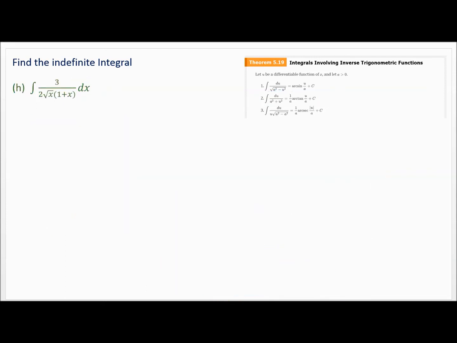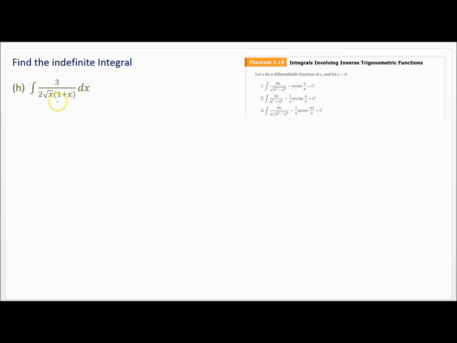Now this guy looks a little different. Maybe you want to pause in a minute, see if you can think through this. Now here's what I notice when I look at this. There is a square root down here, but notice it's addition, so that's telling me maybe this is an arctan problem. And don't let that square root throw you off. Can we find an a squared and a u squared? Let's see what we can do. This looks ugly, but we can handle it.